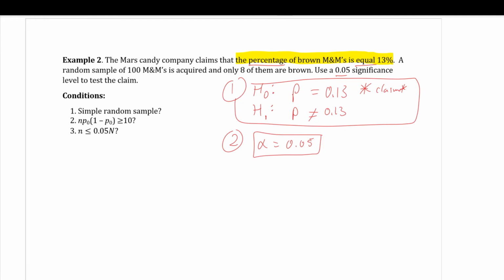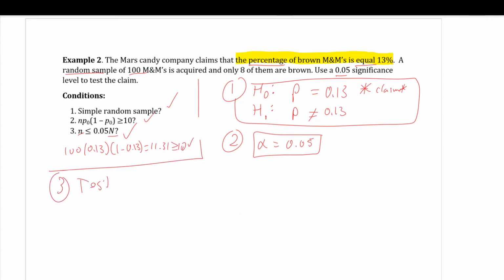Is this a simple random sample? Well, yes, they said it's a random sample. Is NP times 1 minus P greater than 10? And also, is our sample smaller than the population? Yes, 100 M&Ms is our N, and that's definitely less than 5% of all M&Ms. So let's figure out NP times 1 minus P. N is 100, P from the null hypothesis is 0.13, times 1 minus P. This equals 11.31, which is just barely over 10.